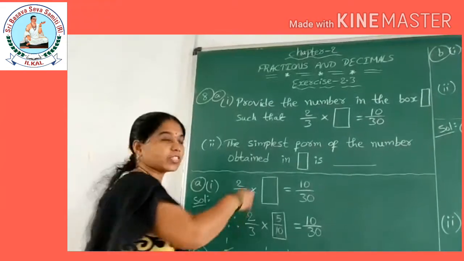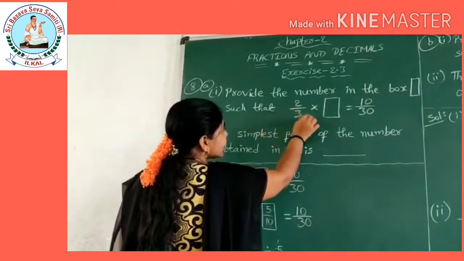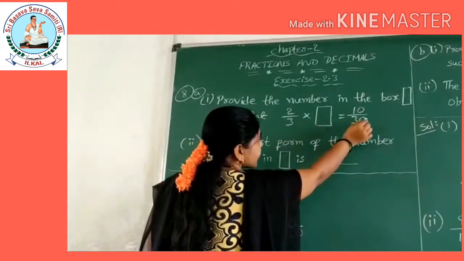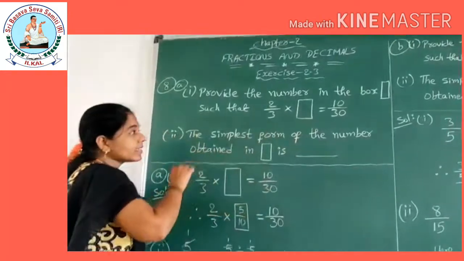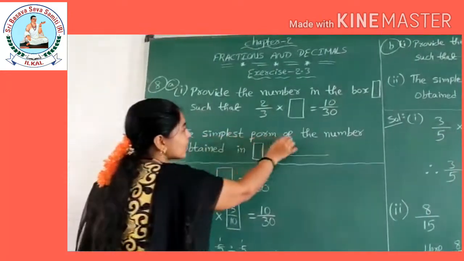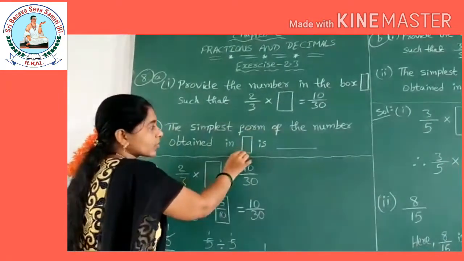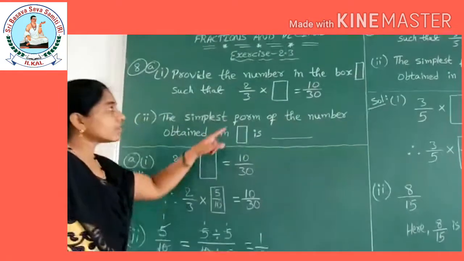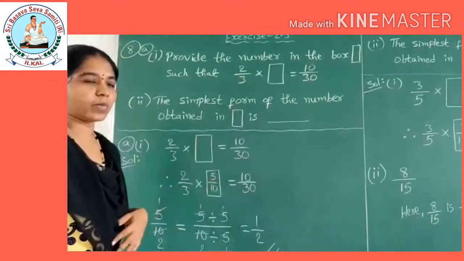Let's solve the next question, children. Provide the number in the box such that 2 by 3 into dash is equal to 10 divided by 30. Means here we have to fill this blank. In the next question, the simplest form of the number obtained is dash. For that simplest form we have to do the lowest form.